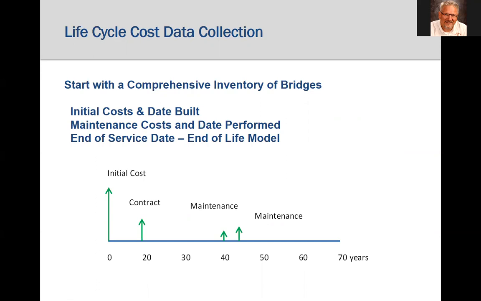So, to determine a life cycle cost for a bridge, one needs to know the full history of that bridge. This includes the initial costs and the year it was built, and all maintenance that occurred over the life, including departmental maintenance and contractor maintenance, and the lifespan of the bridge, or when it will be replaced. Of course, all of the bridges in the PennDOT database were still in service. So an end-of-life model is needed to estimate the life of the bridge, as we'll see in a few slides.